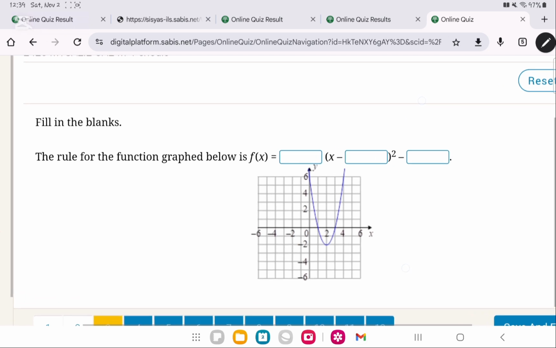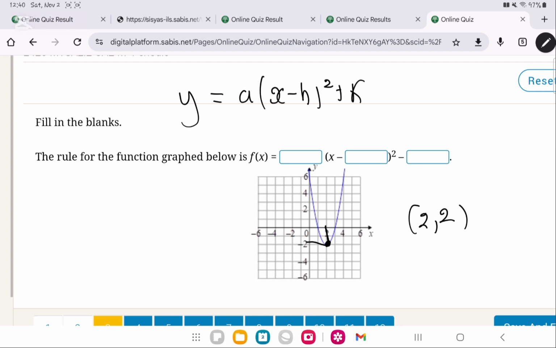Here again, we come across this rule where you have to take the basic function, which is y equals a times (x minus h) squared plus k. Now you take the vertex point over here. Our vertex point is now (2, -2). And very simply, you substitute it. So y equals a(x minus 2) squared, minus 2.